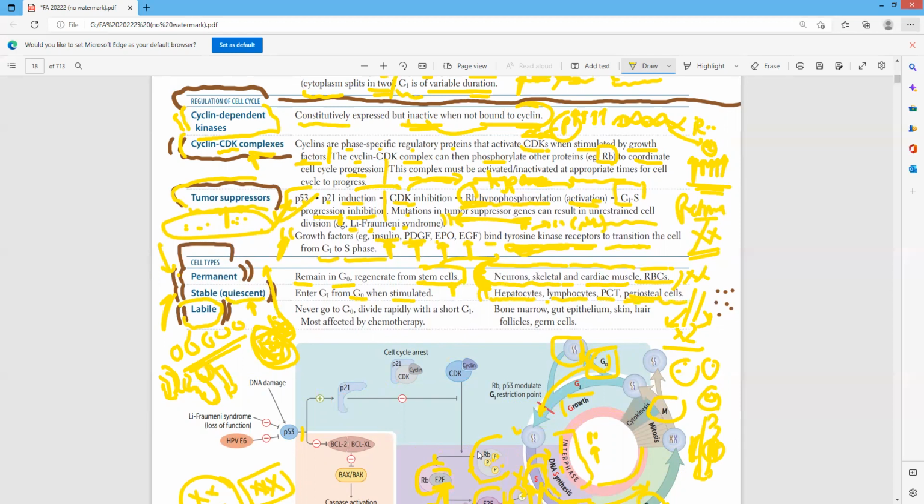And we have labile cells. They never go to G0. They are too busy dividing. Unlike permanent cells, they get injured all of the time. Like what? Like gut epithelium. If you eat three times a day like most people. No, we have friends that eat ten times a day.